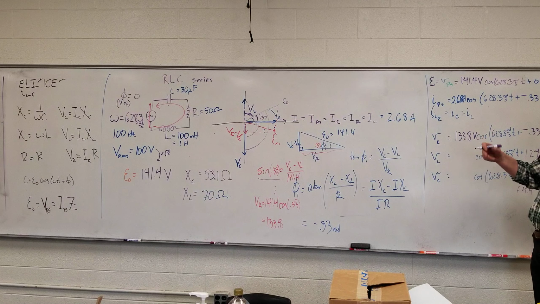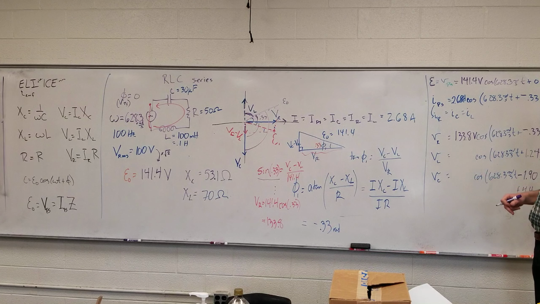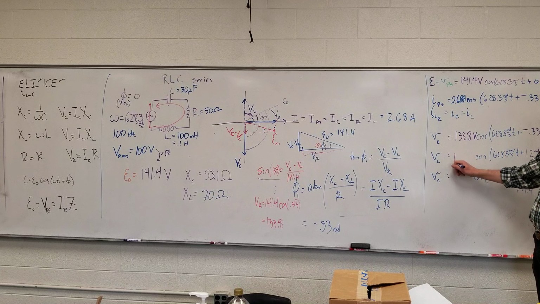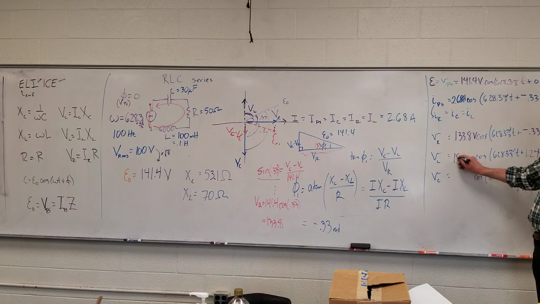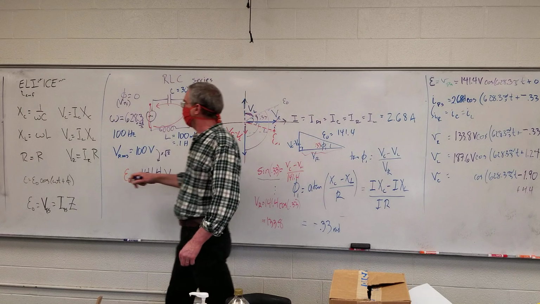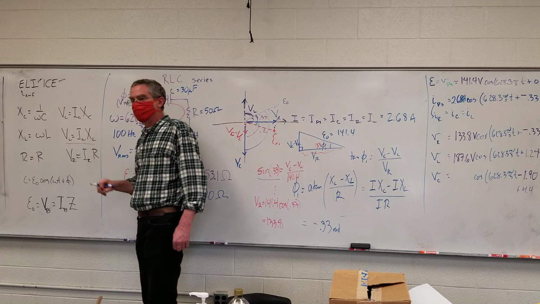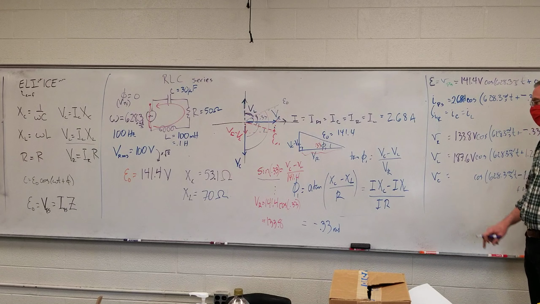So V sub L, doing it the simpler way, 2.68 is my maximum current times X sub L. 187.6. Why do we use X sub L and not just the 100 millihenries? Because the relationship between the voltage and the current is with X sub L. Don't let the henries confuse you.